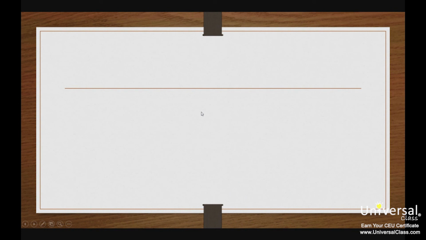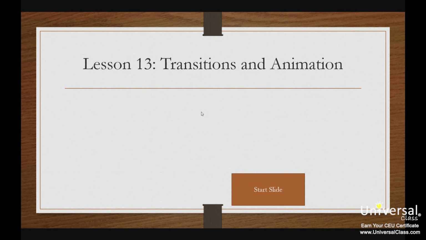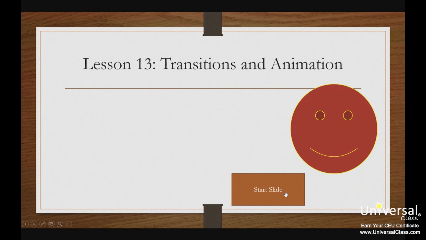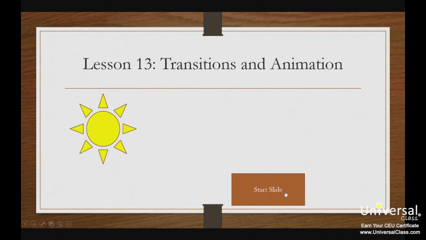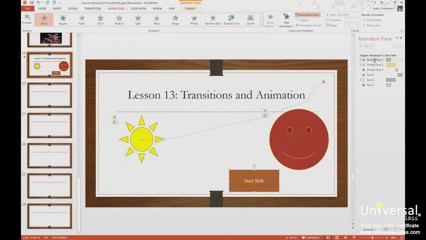And notice nothing happens. When I click the slide, I go to the next slide. Before, remember, if I had an on-click animation, it triggered it. When I click this Start Slide button, now the smiley face is triggered, then the sun is triggered. So this allows you to put a button, a picture, something on the slide that triggers the animation, not just clicking anywhere. Could be useful, just showing it to you.